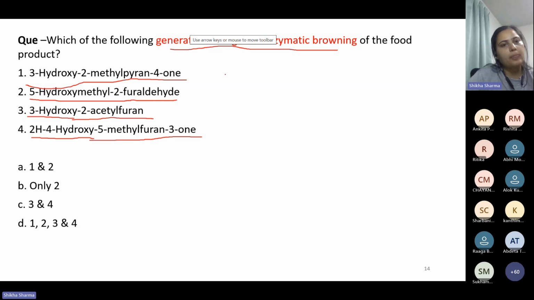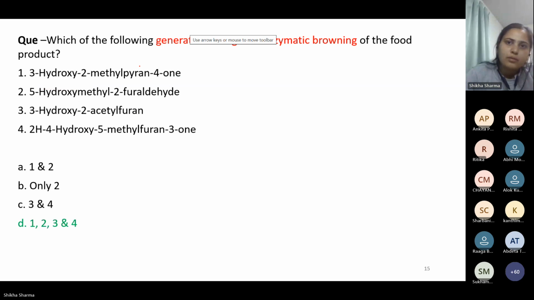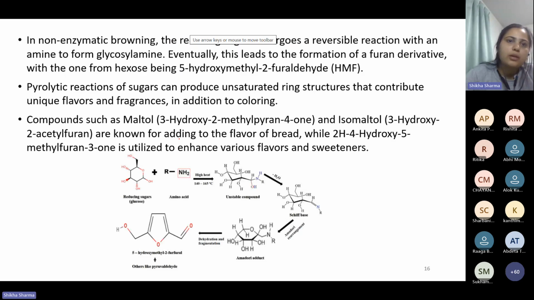So from this, which option can be correct? Options 1, 2, 3, 4, all of these are correct. Why?